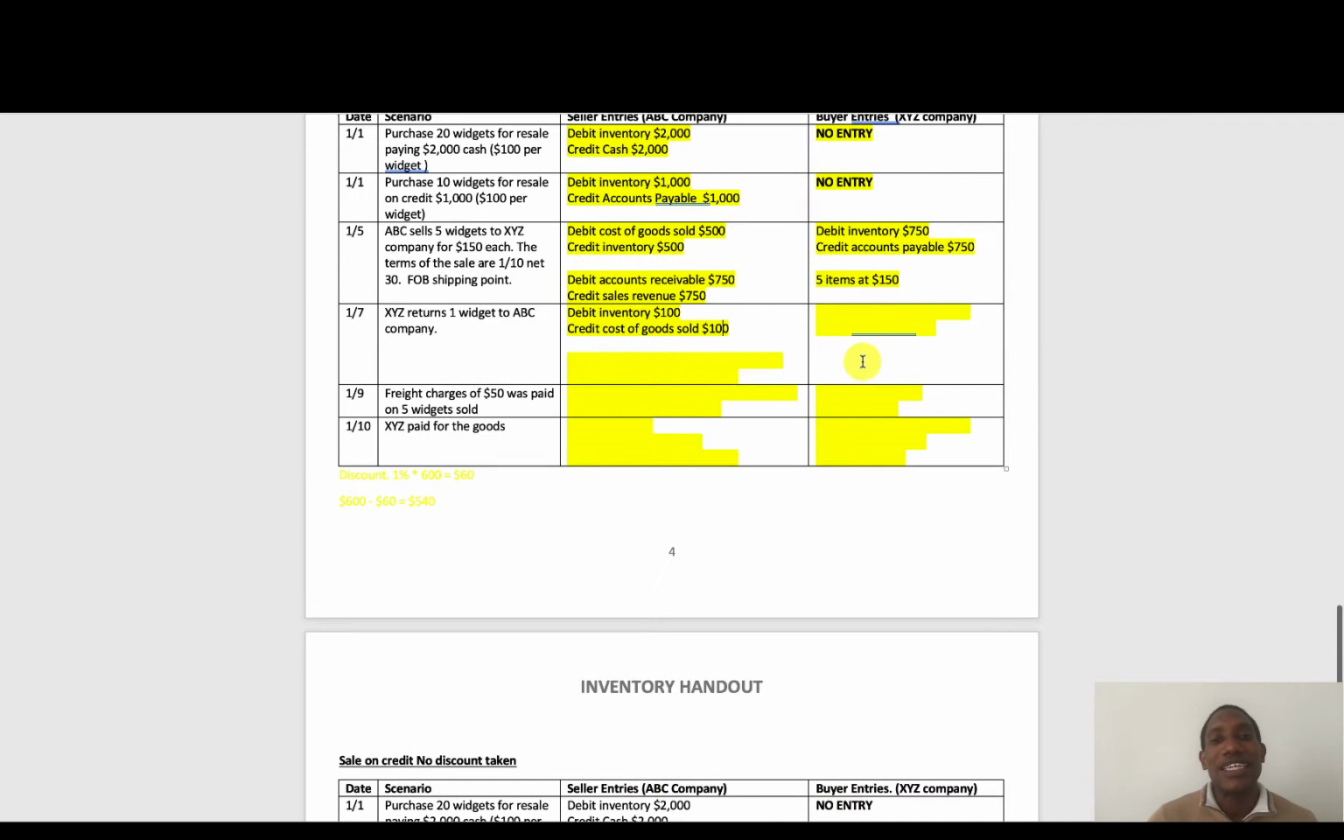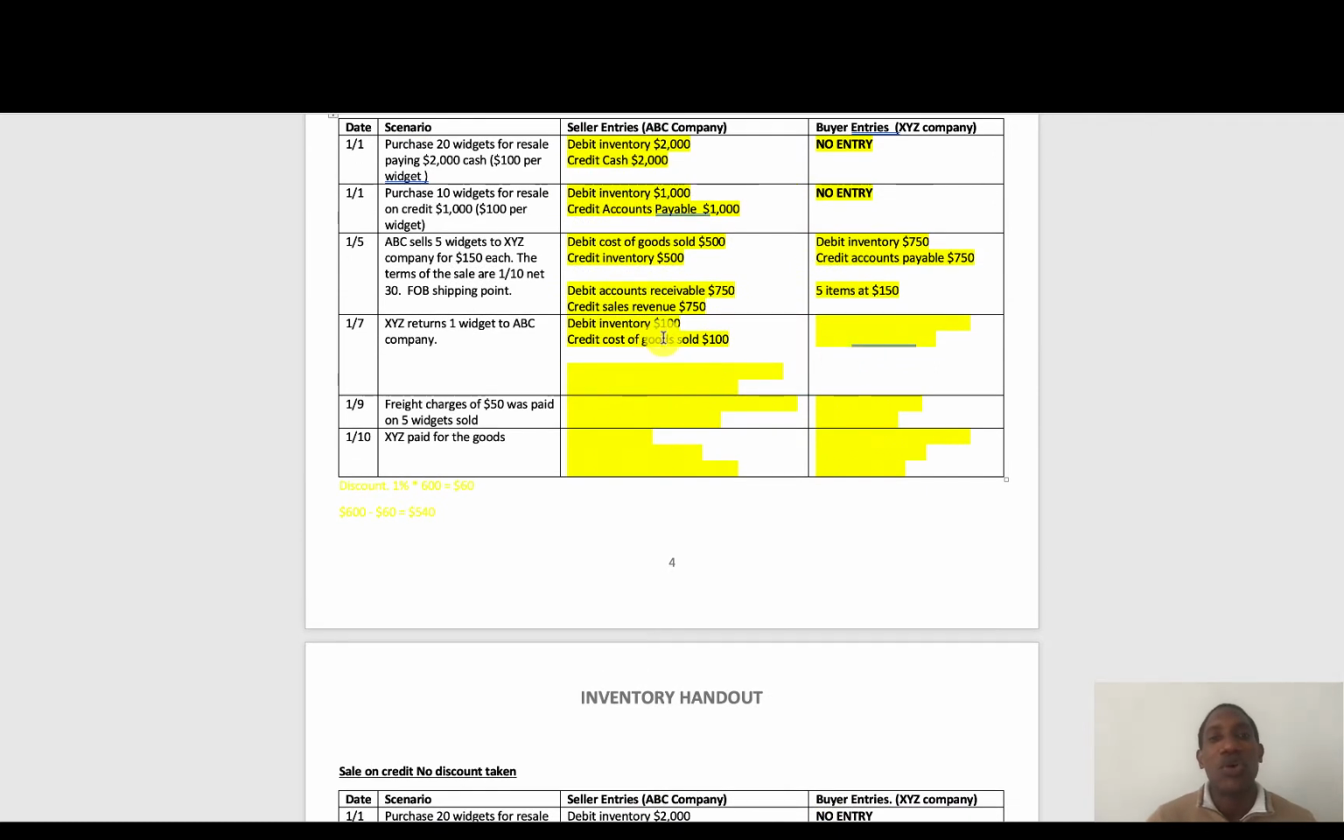And the key is this must be done at cost. When it goes back to inventory, you put it back in at cost, because when you took it out, you didn't take it out at the selling price, you took it out at the cost, right? So here you have to put it back in at the cost. So we debit inventory and we credit cost of goods sold.